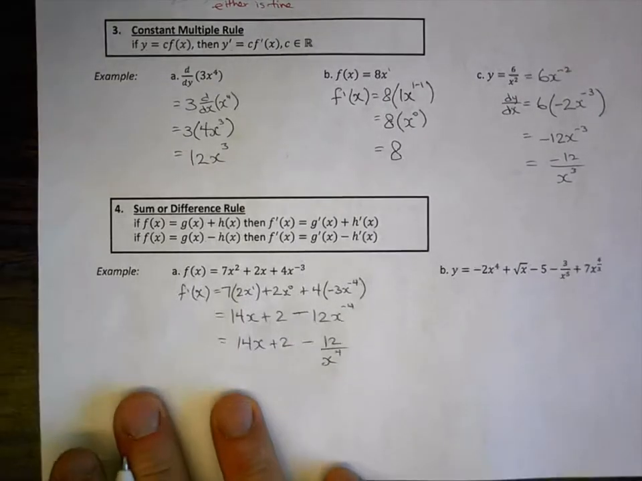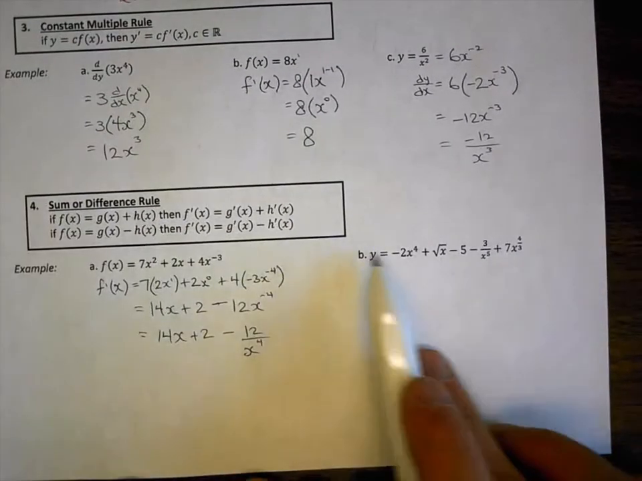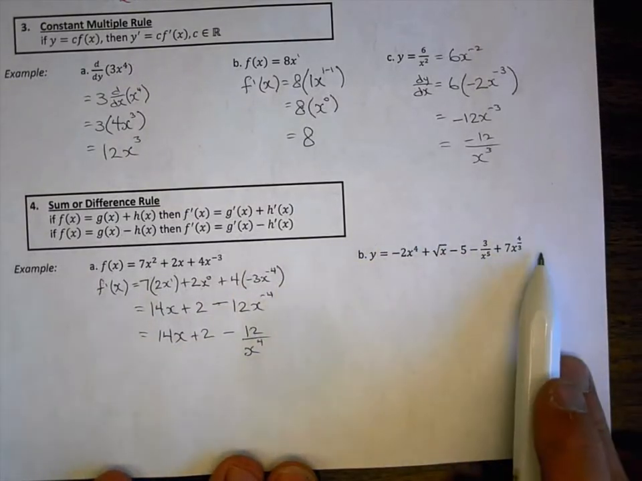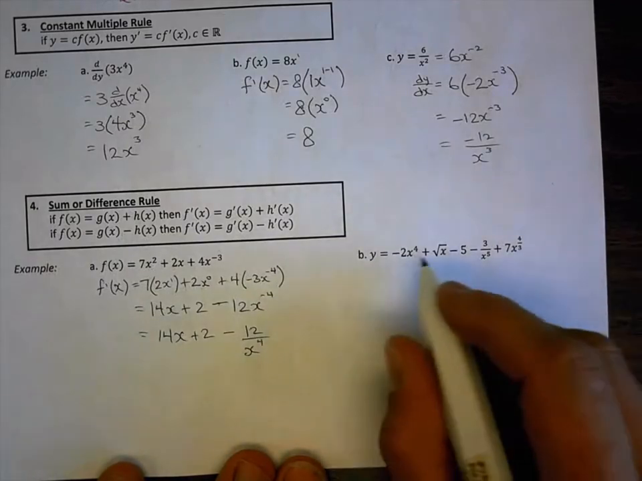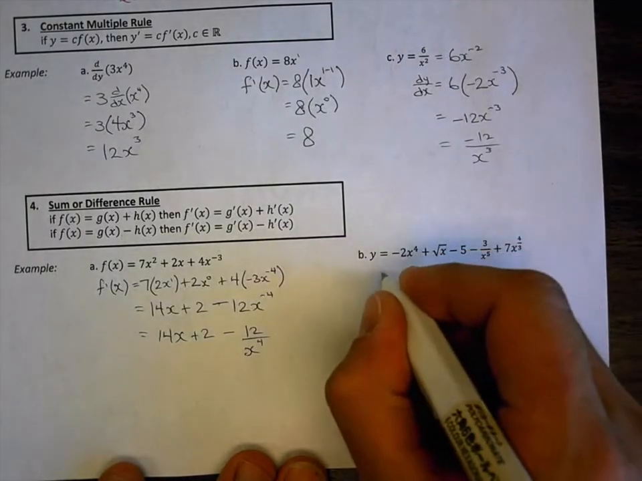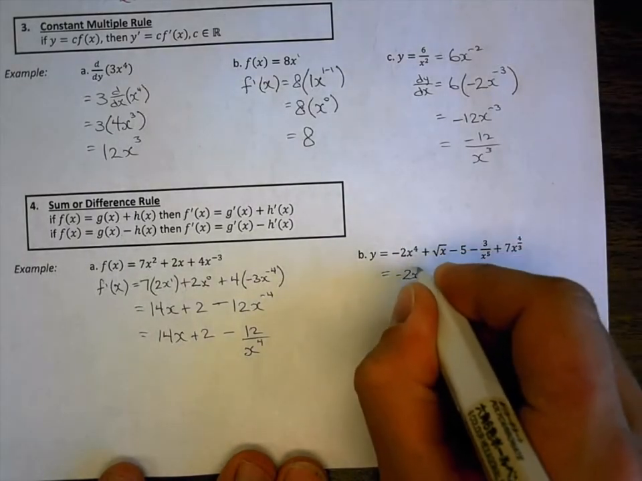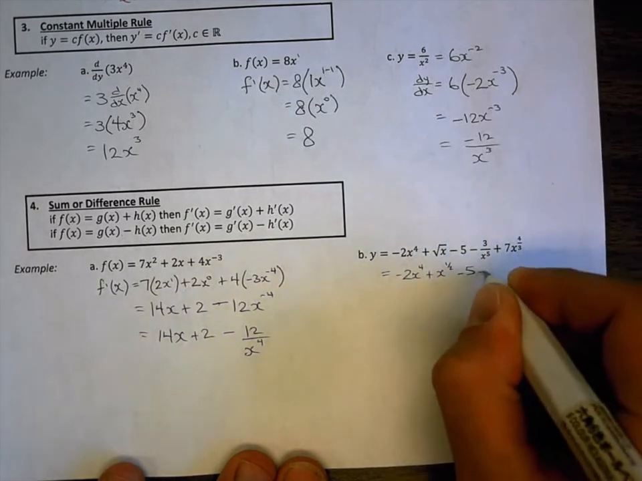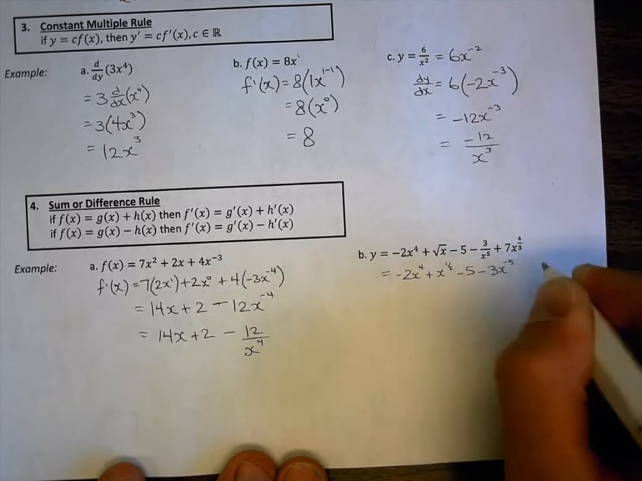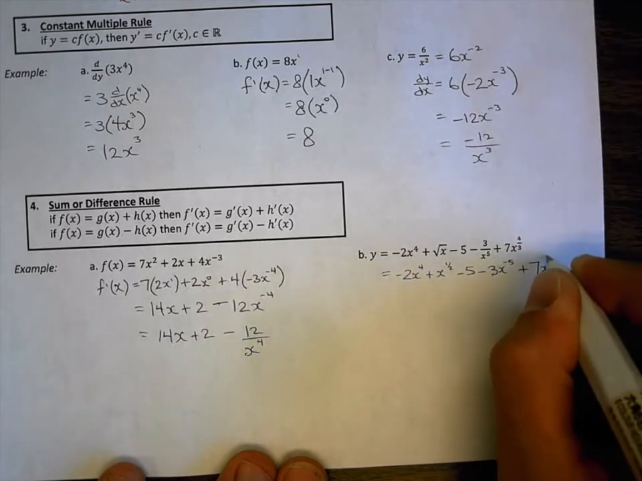Okay, and one more question. Again, look at all this. There's so many complicated functions here. But again, I'm just going to do one at a time. First I'm going to clean it up a little bit because I can't deal with some of these things. So this is negative 2x to the 4. This is x to the half minus 5 minus 3x to the minus 5 plus 7x to the 4 over 3.